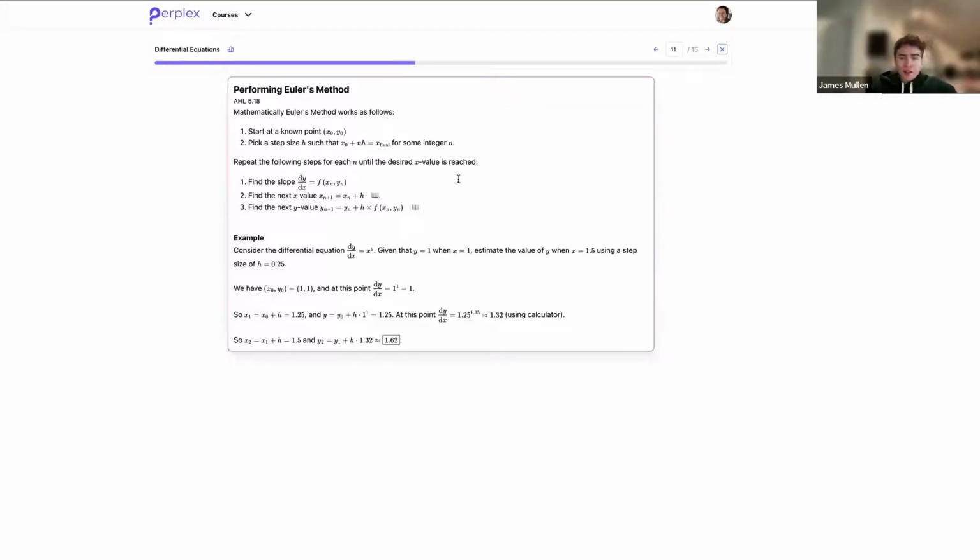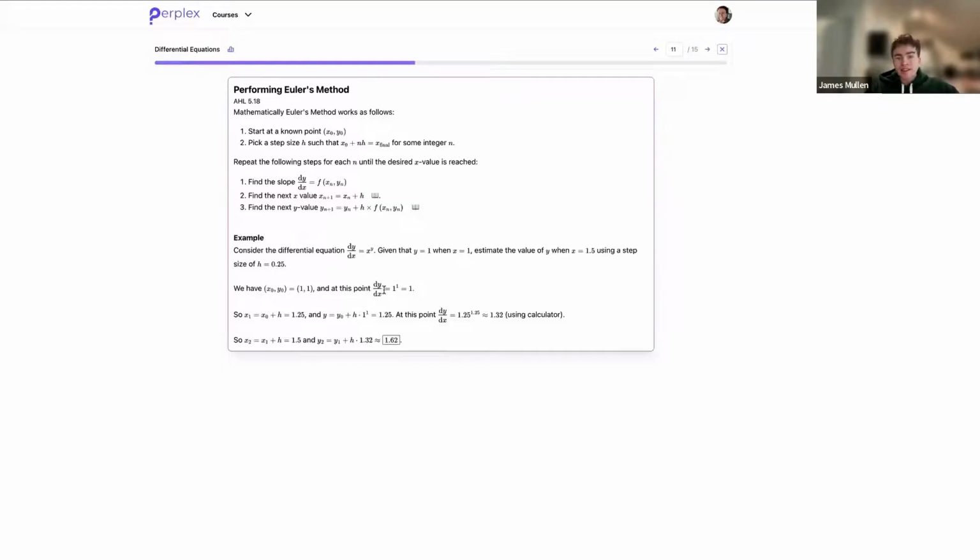So what does that look like? Let's say I'm given the differential equation dy/dx is equal to x to the power of y. And I'm told that y is equal to 1 when x is equal to 1. And I want to estimate the value of y when x is equal to 1.5 using a step size of 0.25. So let's start by saying that I have x naught, y naught is 1, 1. Okay, that's what I start with.